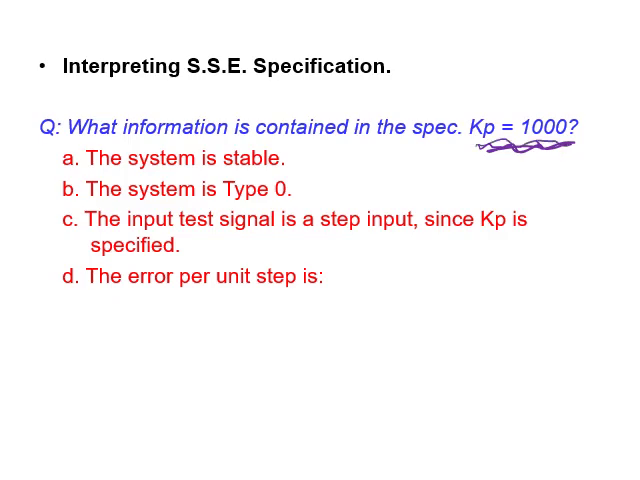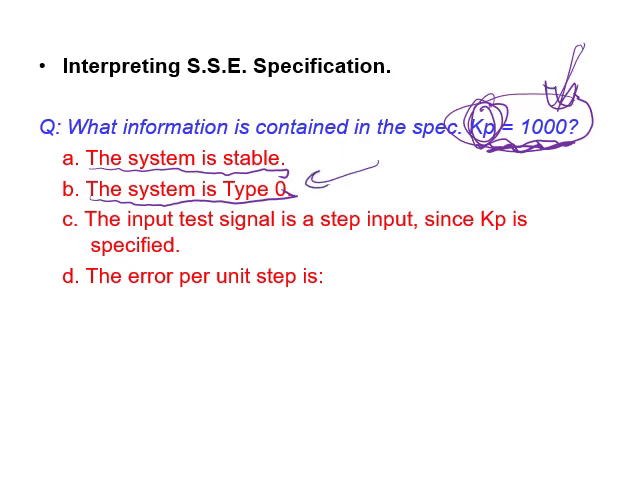What will I understand? First of all, I will understand that the system is stable, because steady state error can be applied only to a stable system. So if there is a finite error or finite constants, the system is stable. So when he tells me there is a Kp that is not infinity, that means the system is stable. The other thing, the system is type 0. Why? Because Kp gives me a finite value. That means the system is type 0. This is the other idea. Okay. The input test signal is a step input.